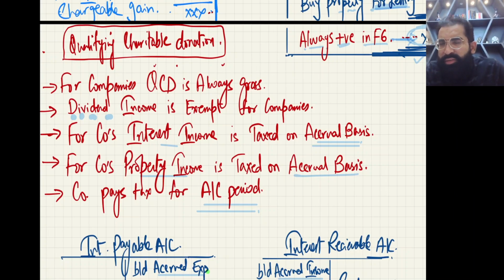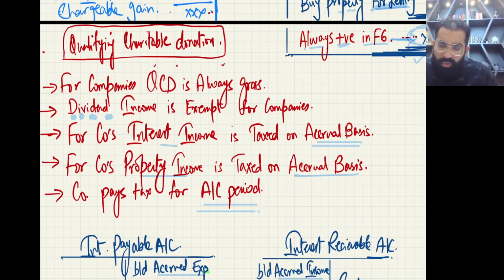That means you must receive the interest in your fiscal year, then only you take it. But for companies, interest income is taxed on accrual basis. Accrual basis means how many months you have provided the services, how many months are accrued. You need to count the months, you don't need to check the cash.